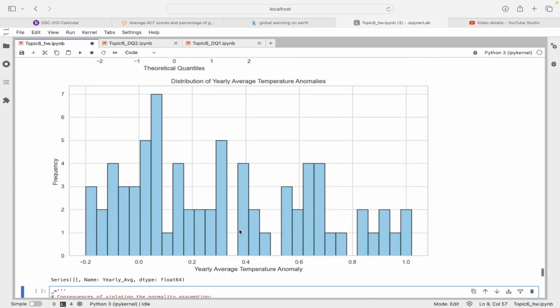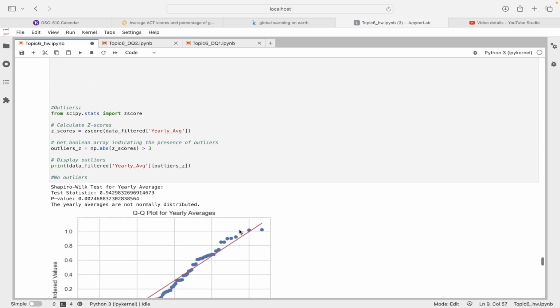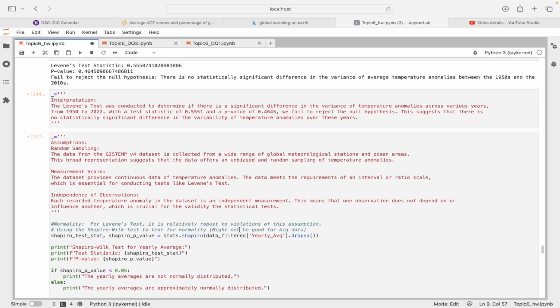This data definitely does need some more analysis to maybe fix that normality assumption. And again, interpreting the results, we concluded that there isn't a significant change of global surface temperature from the 1950s decade to the 2010s decade.